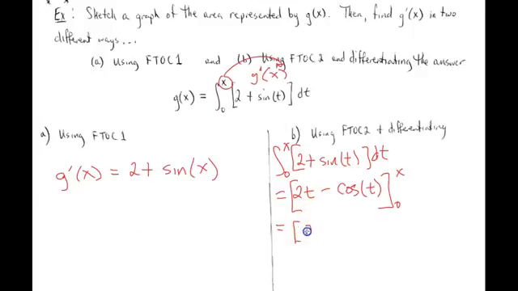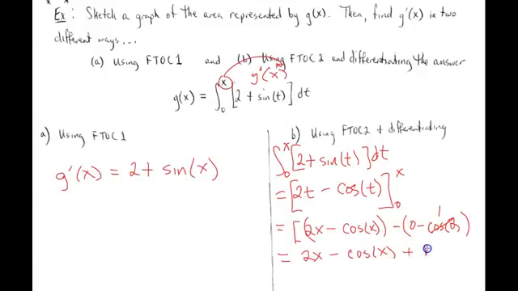And so, of course, evaluating at x, I'll just get this. And evaluating it at 0, I'll get 2 times 0, which is just 0, minus cosine of 0. And we know that cosine of 0 is just 1. So once we're done here, we see that we have 2x minus cosine x, and of course a negative times a negative is a positive.